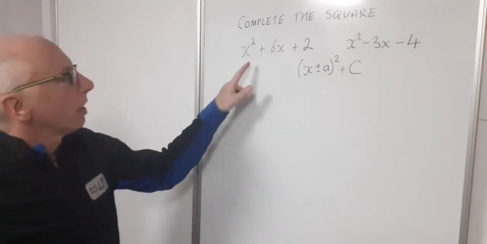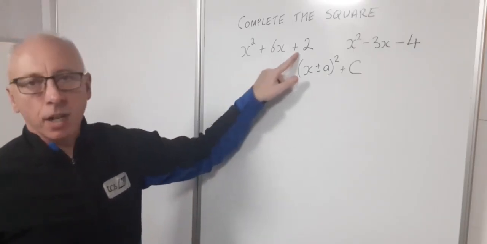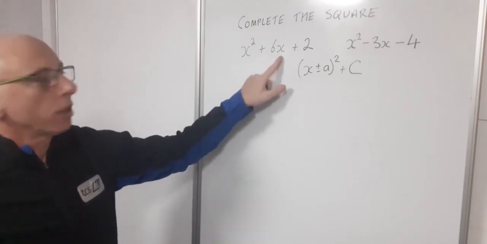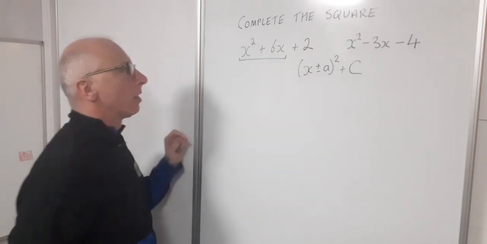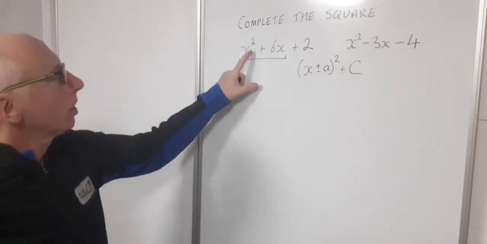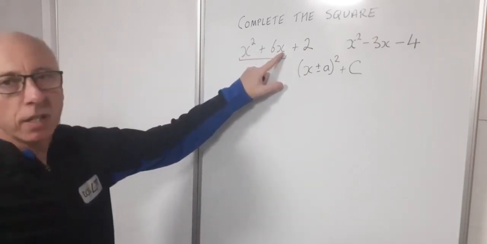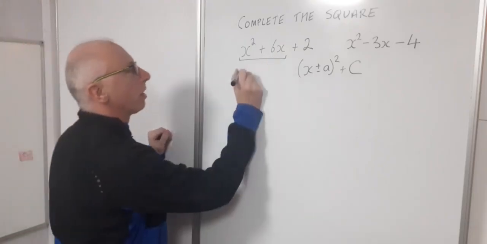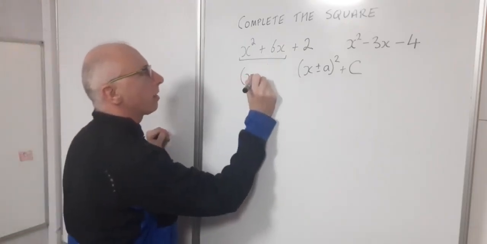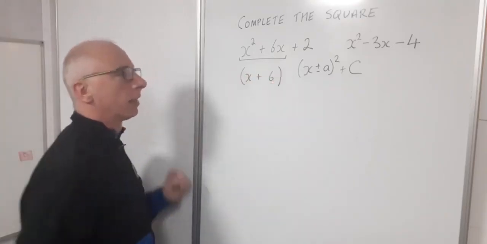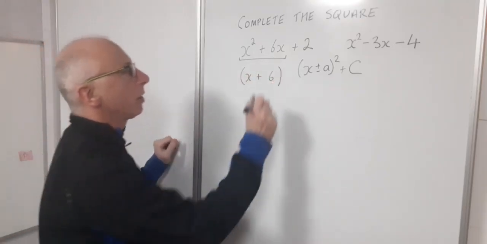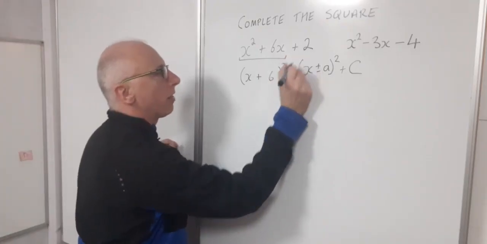If we want to get that in this kind of format, what we've got to do is first of all concentrate on these two parts here. Now I'm going to divide each of these by x. So then I'll have x plus 6 like that. And then what I want to do now is do squared and then add 2.